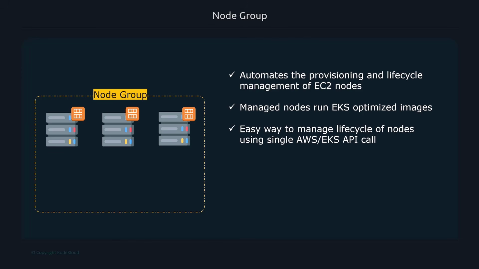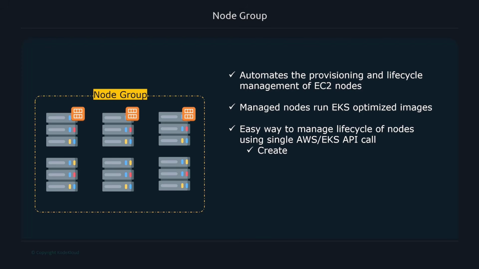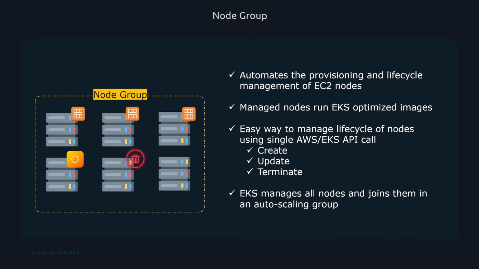And what it really does is give you an easy way to manage the lifecycle of nodes using a single AWS or EKS API call. So instead of you manually connecting and doing all of the individual tasks, you'll just have a couple of API calls for creating new worker nodes, updating them, and terminating them as well. And the great part about using a node group is that EKS is going to manage all the nodes, and it will automatically join them into an auto-scaling group on your behalf.